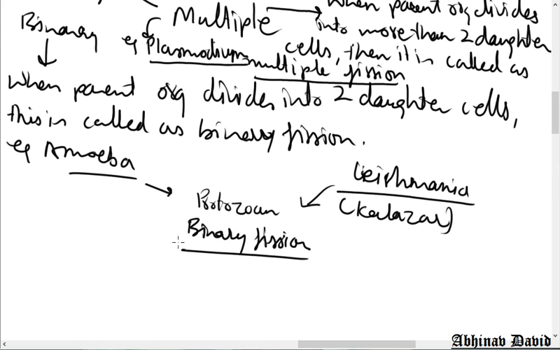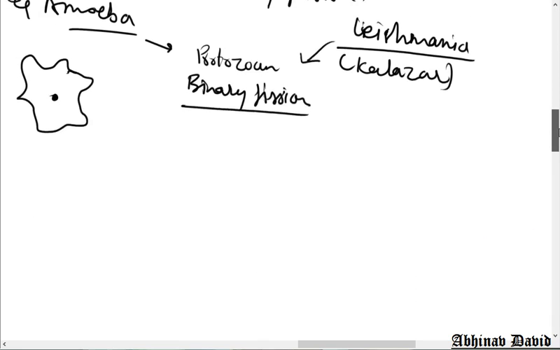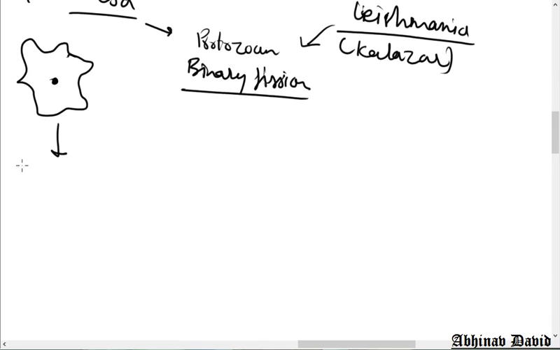But there is a difference. What is the difference? If you see the structure of the amoeba, amoeba has an irregular shape, any shape, and amoeba has pseudopodia. So in amoeba, the daughter cells can divide from anywhere. The amoeba can divide from any place and form two daughter cells.